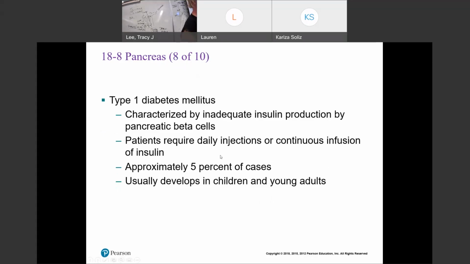Type 1 is inadequate insulin production by our beta cells. Most of your type 1 diabetes is juvenile onset, so children develop this, and it basically requires daily injections. This is only like 5% of our cases. Most of our diabetes incidences come from type 2 diabetes. Type 1 tends to be our more dangerous or immediately life-threatening diabetic emergencies in juvenile diabetes.